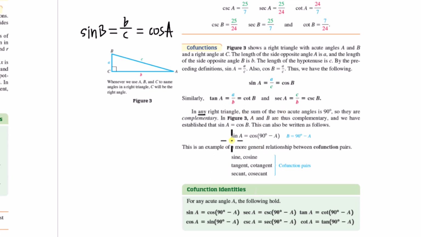We're going to get 6 of these identities. This is sine of A, but you could also look at cosine of A is equal to sine of 90 minus A, right? You could just do it the opposite way. Sine of A is equal to cosine of 90 minus A. Cosine of A is equal to sine of 90 minus A. And you could do the same idea with secant and cosecant and tangent and cotangent. And so that's the cofunction identities, trig identities.